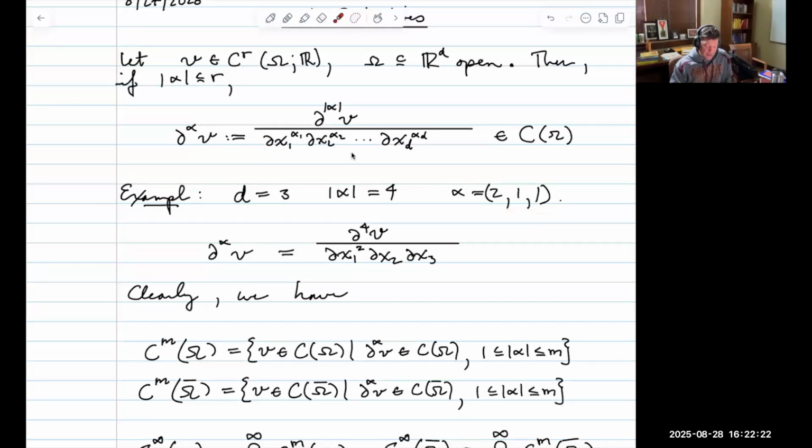Well, it means we're going to take the partial of the function. We're going to take 2 derivatives with respect to x1, 1 derivative with respect to x2, and 1 derivative with respect to x3. So this is a fourth order partial derivative. The multi-index notation makes this very compact because instead of writing all this stuff over here, I simply can write this and tell you what that vector is.